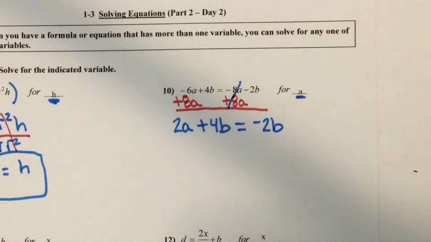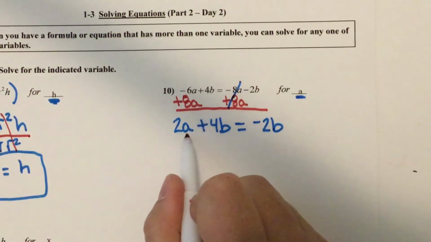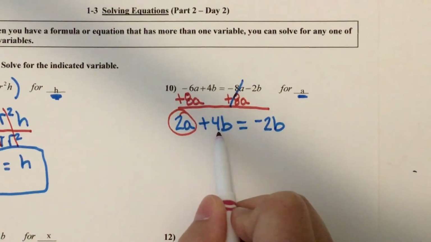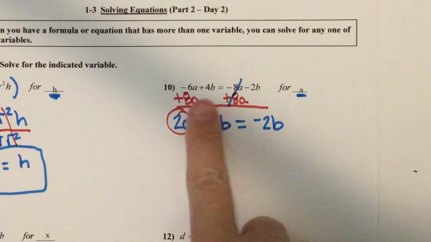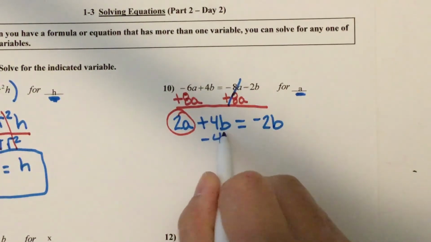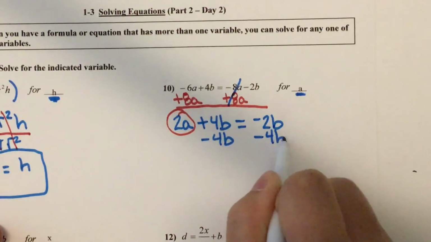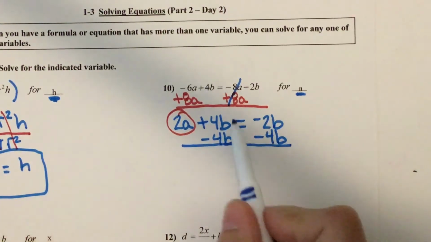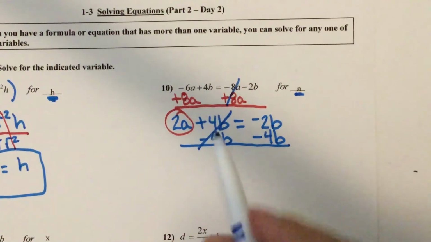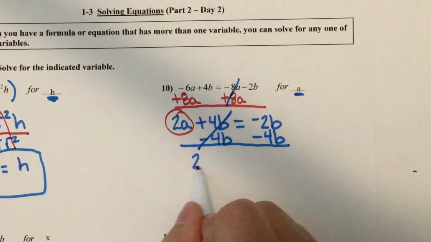Okay, my goal is getting a by itself. So I have something smushed with it and something outside of that. So remember, whatever's outside of it, you need to zero that away. So to get rid of addition of 4b, I'm going to do the opposite and subtract 4b. That way 4b minus 4b is 0, and it's gone. Shoop. So my 2a comes down on the left.